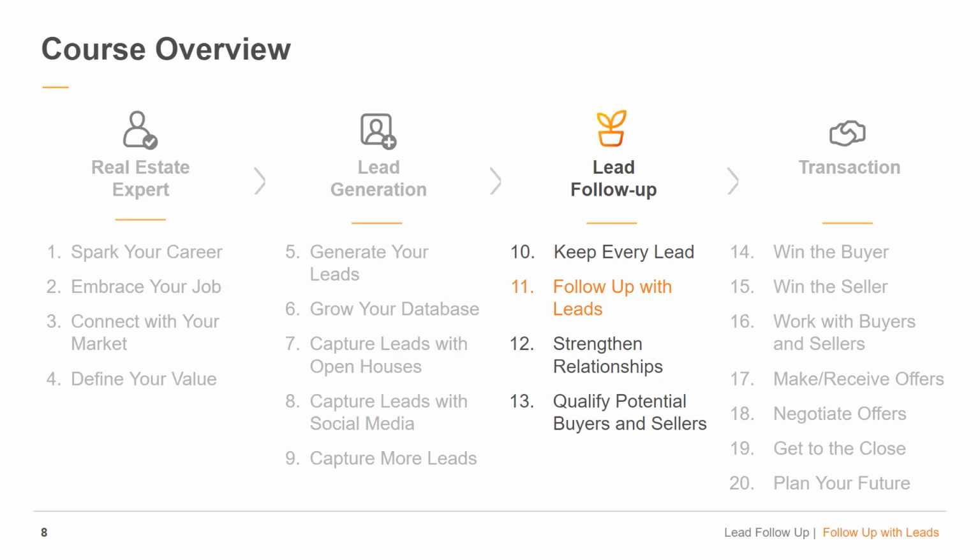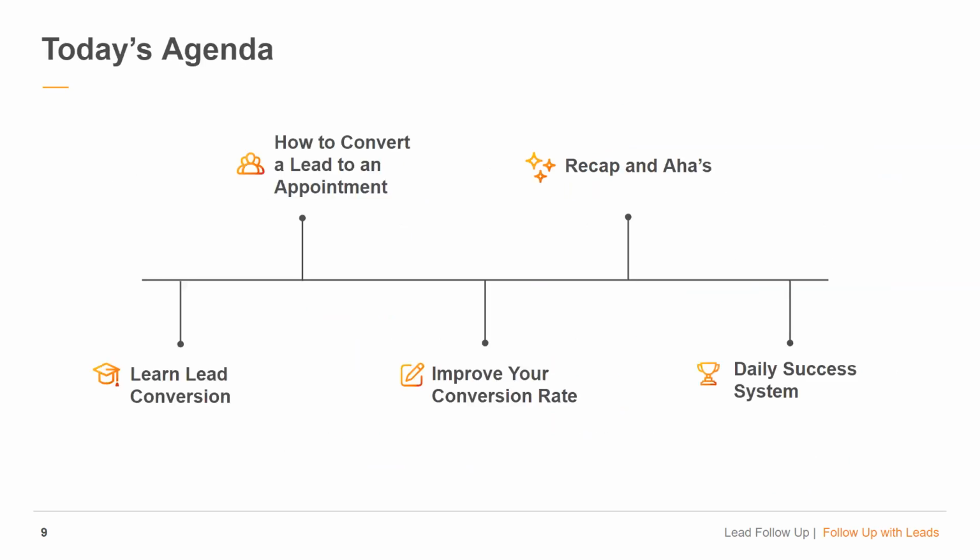Twelve is strengthen relationships. Thirteen, qualify potential buyers and sellers. Fourteen is win the buyer. Fifteen is win the seller. Sixteen, work with buyers and sellers. Seventeen, make and receive offers. Eighteen, negotiate offers. Nineteen, get to the close. And twenty is plan your future. So today we are going to follow up with leads.